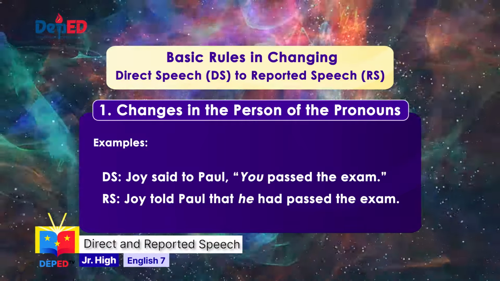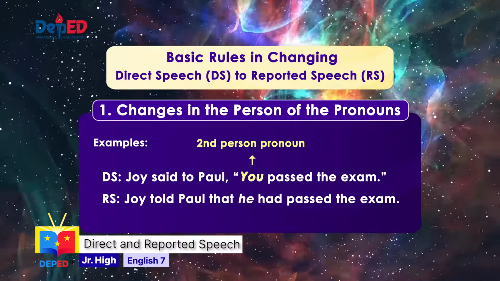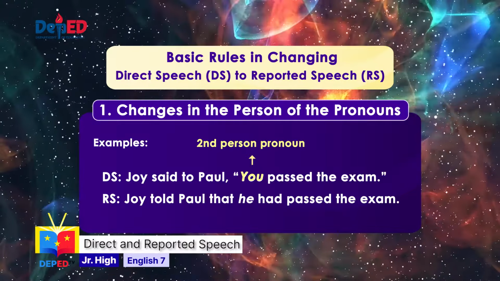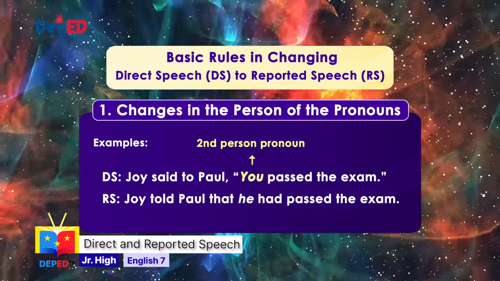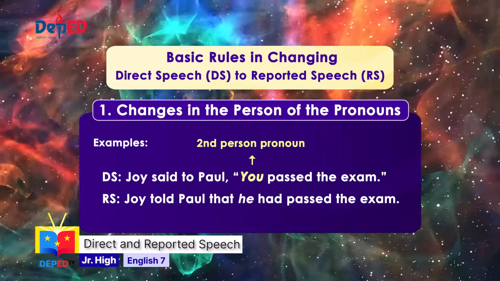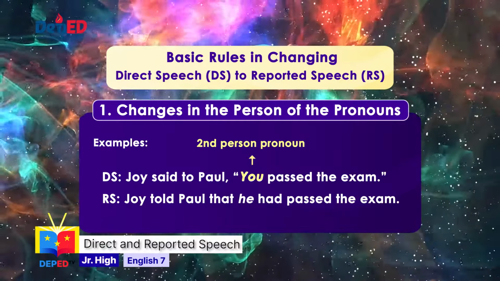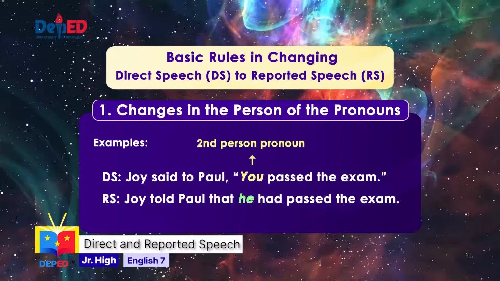In this sample, the second-person pronoun you in the direct speech is changed according to the object of the reporting clause, Joy said to Paul. The object here is Paul, and it requires a third-person masculine pronoun, he.